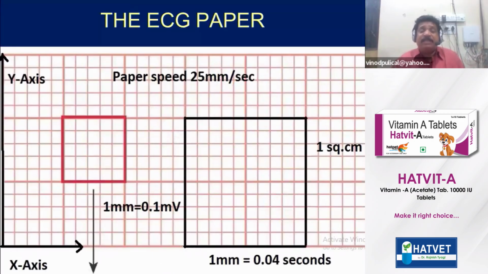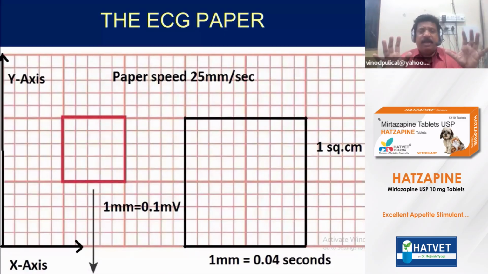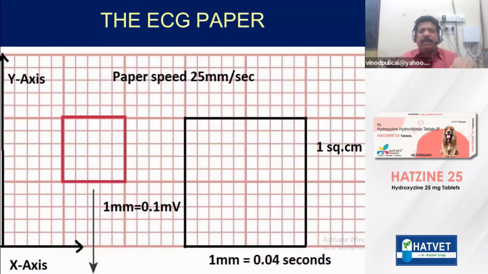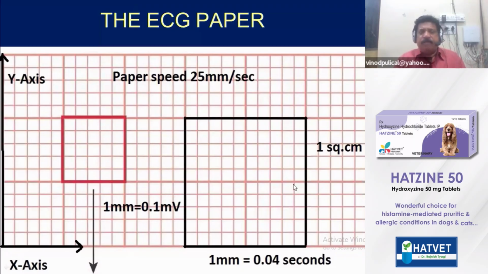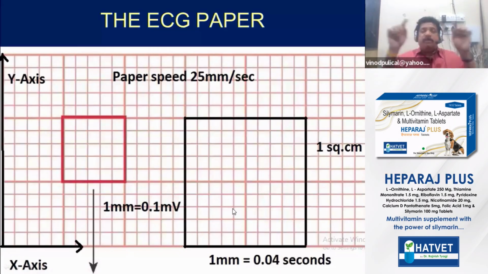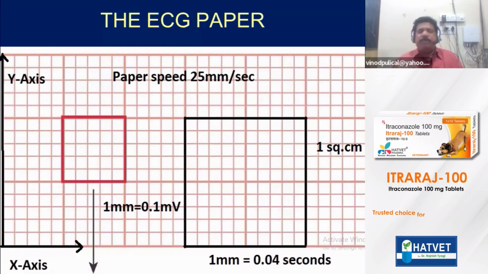Let us study something about the ECG paper. ECG paper is nothing but a graph paper, like what we study during our primary classes. 1 centimeter square is there, and inside 1 centimeter square we can see 100 small boxes. That means a large box will contain 100 small boxes. This large box is 1 centimeter square, and it is divided into 4 parts of 25 small boxes each. 25 plus 25 plus 25 plus 25 makes 100 small boxes. So one big box is 1 centimeter square and one small box is 0.1 centimeter square or 1 millimeter square.